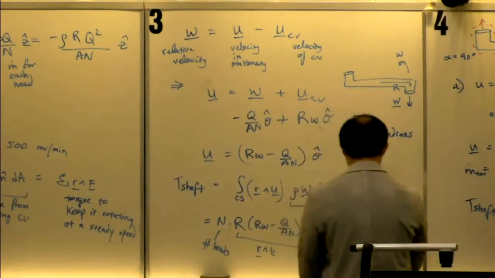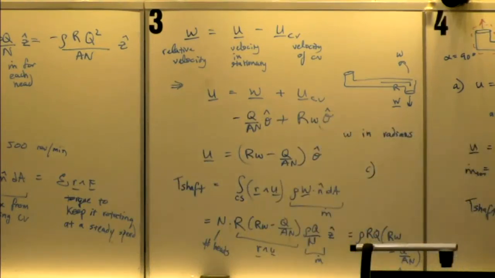All right, so part C asks, what would be the frequency that it would naturally spin if there were no torque?